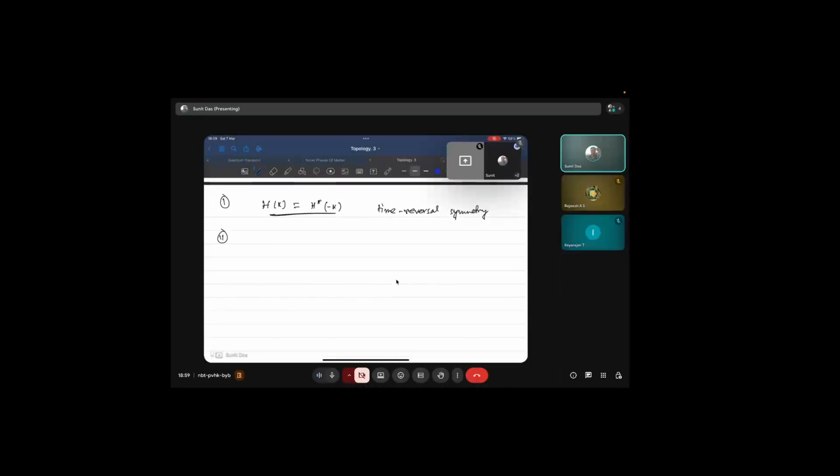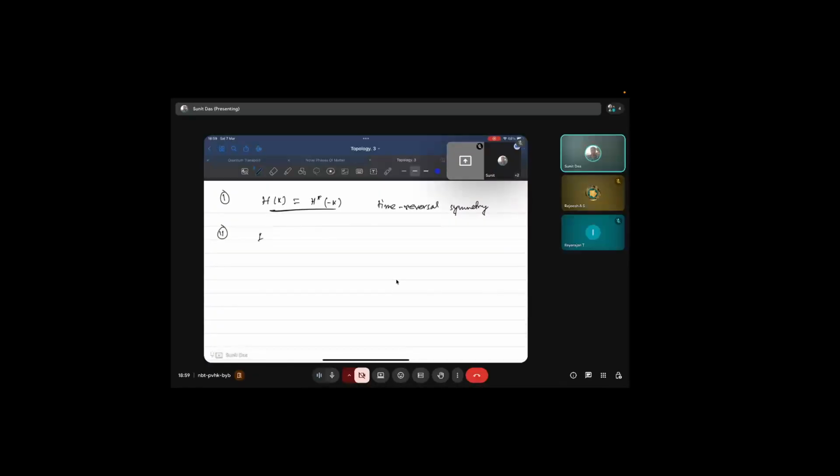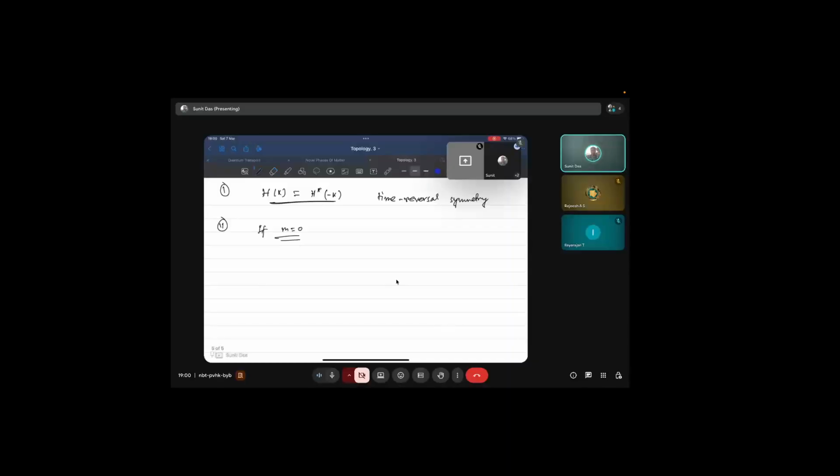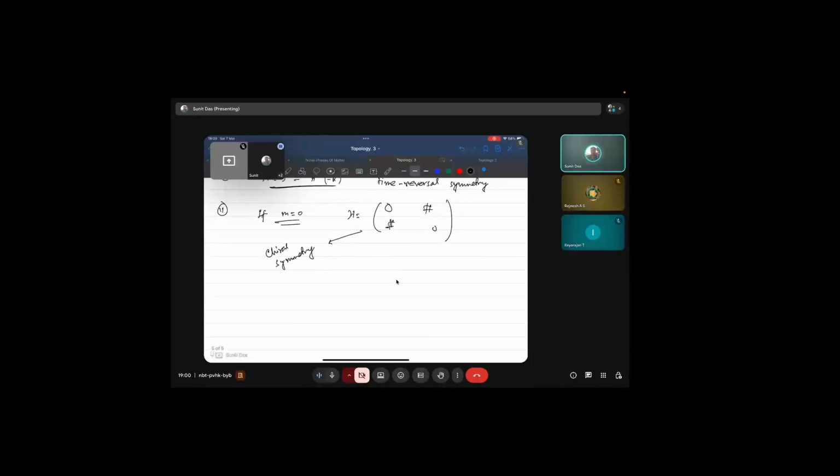Case 2, the other symmetry: if m equal to 0, then the Hamiltonian looks like this, with 0 here, 0 here, and some number here and some number here. If we have the Hamiltonian of this form where the diagonal terms are 0, this particular symmetry is called chiral symmetry. I'm not going into the very detail of these symmetries, but this is the minimal which we need to understand.